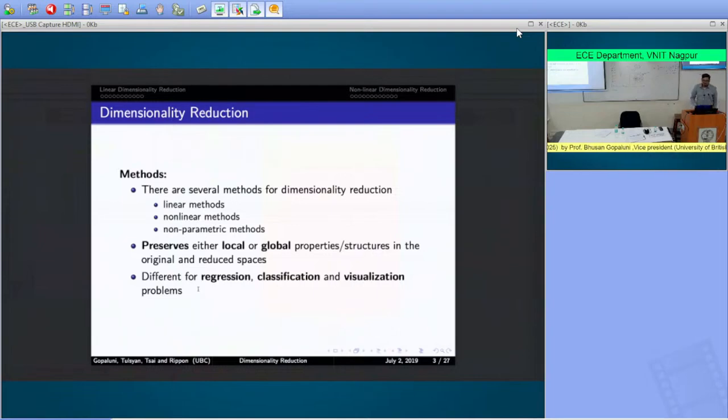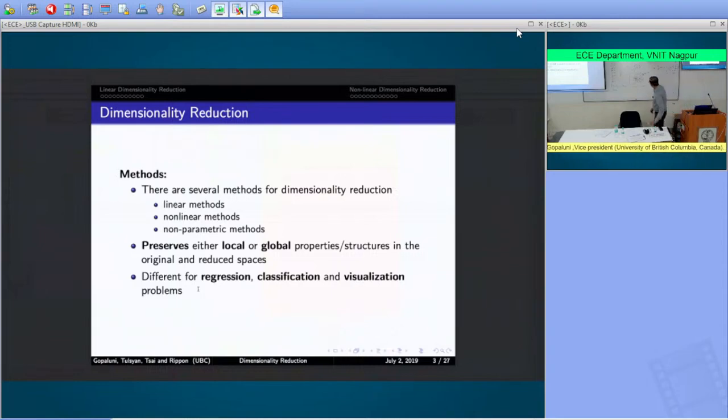There are several methods for dimensionality reduction. There are linear methods, nonlinear methods, non-parametric methods. And these methods either preserve local or global properties or structures in the original and reduced databases. They're different for regression, classification, and visualization problems. Depending on the type of problem that you're trying to solve, you will pick a different dimensionality reduction tool.